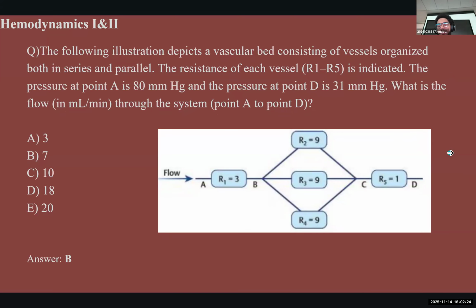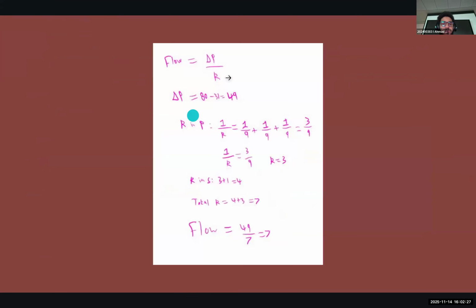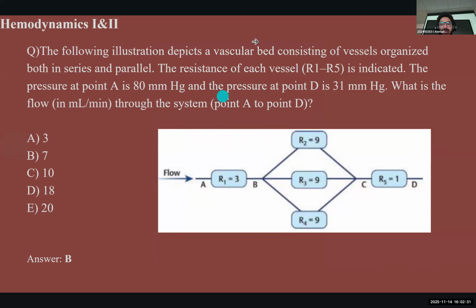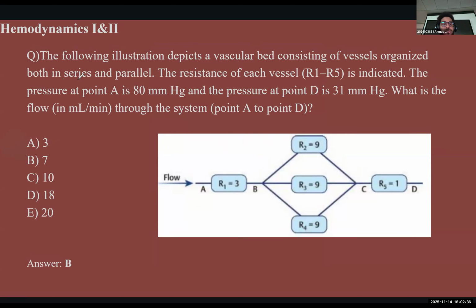So, Abdullah, how do you approach this question? I wrote the explanation for it here. Basically, let's look at the keywords that we have in this question. It's both in series and in parallel. The resistance is given, R1 to R5. The pressure at point A is 80, and the pressure at point D is 31. So we're supposed to calculate the flow, right? And what's the formula for flow, you may ask. Let's see the next slide.